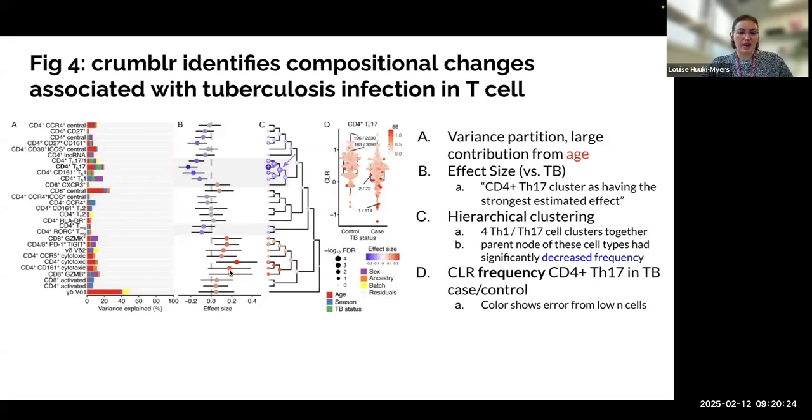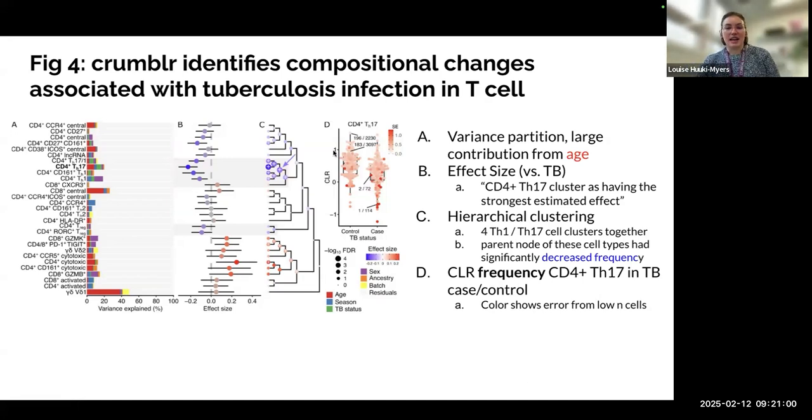And over here, we see some positive effects in some of these cell types. Again, looking at the hierarchical clustering, we can see that these negative ones kind of cluster together. The parent node of these different CD4 plus cells seems to all have a significant decrease with tuberculosis status. Likewise, down here, we can see some smaller effect sizes, but some of these are still significant for some of these cell types down here. They all have very long names.